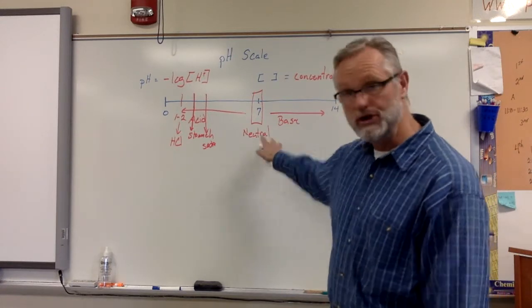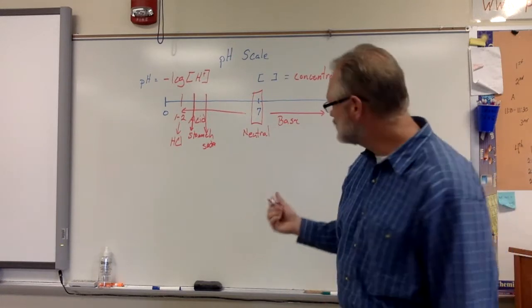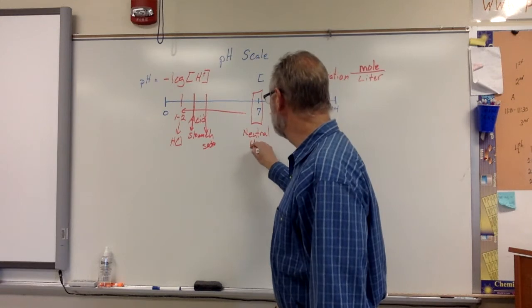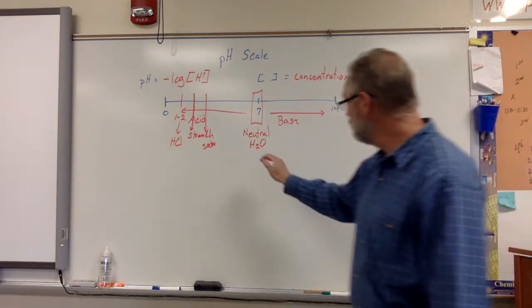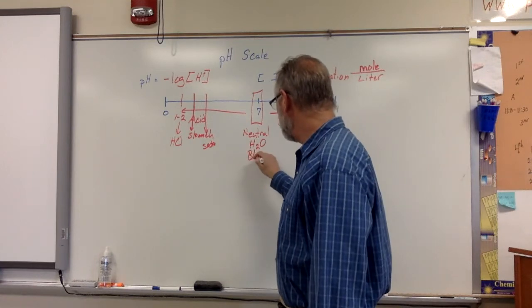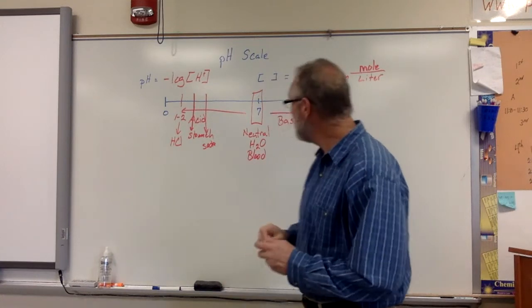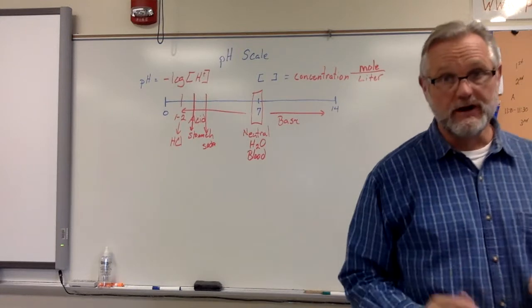So come back up here to neutral. What's going to have a pH that's neutral? Well, of course, water, right? H2O, and then also blood. Our blood has a pH that is very, very close to 7.